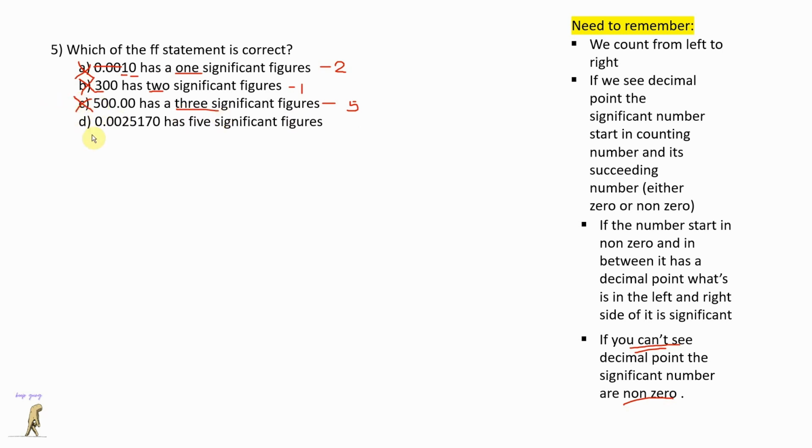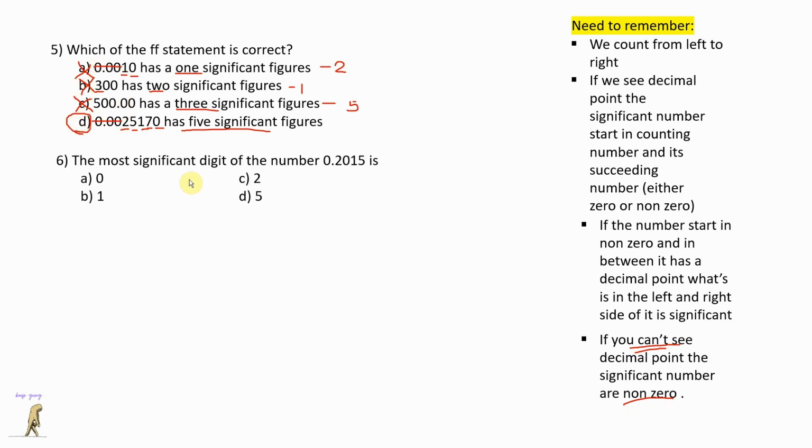Let's cross it out. Lastly, again, the leading 0 that we have here is not considered a significant figure. This is non-zero. Let's start counting. 1, 2, 3, 4, and 5. It has 5 significant figures, so it means it is right. So it is the answer of number 5, letter D.